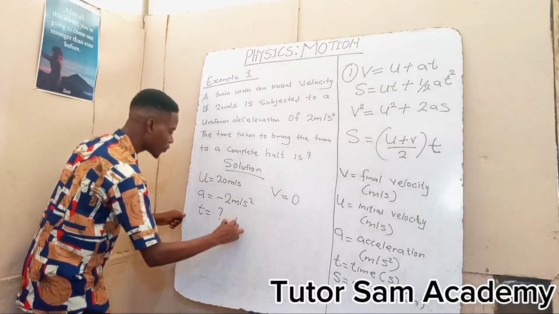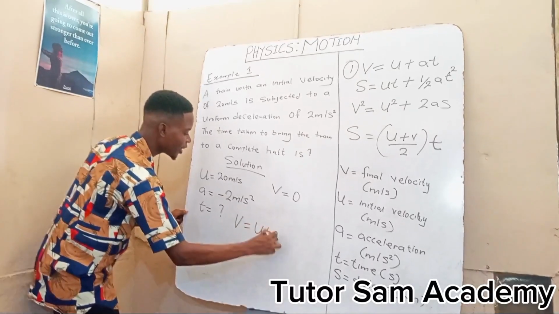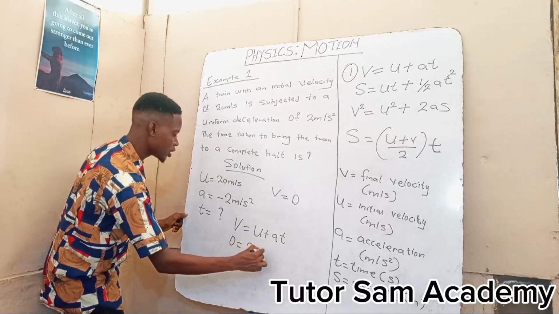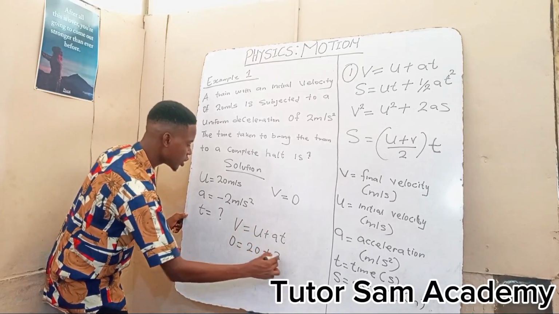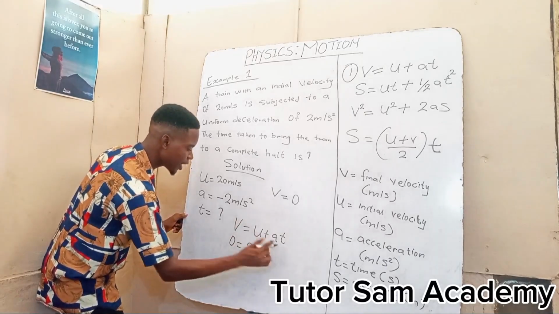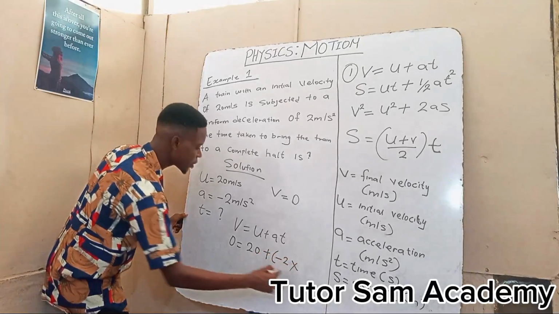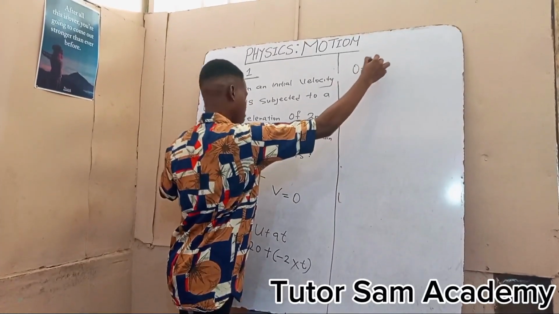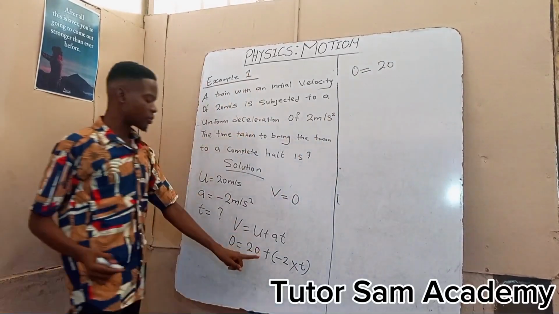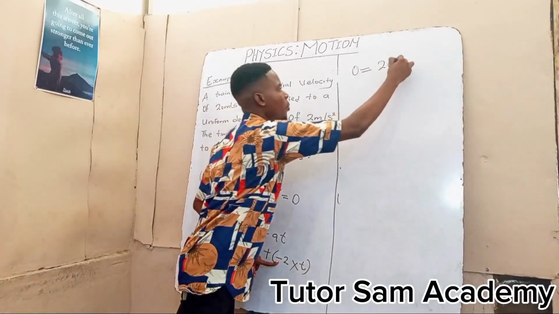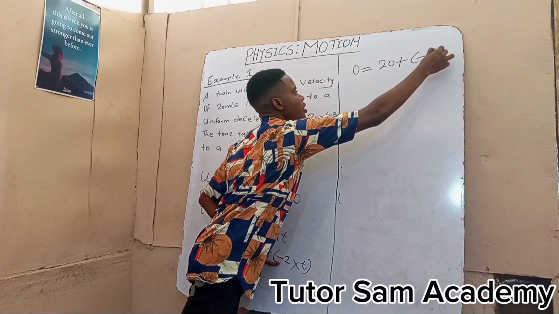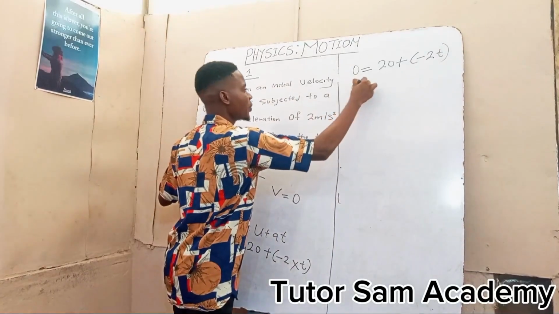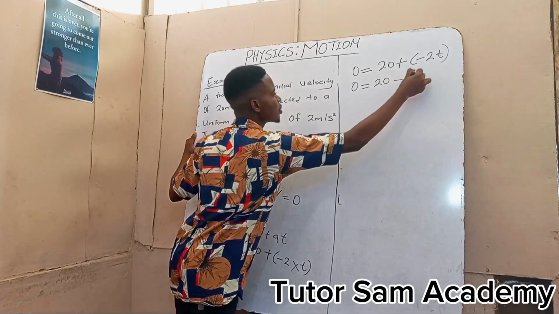So from the first equation of motion, V is equal to U plus AT. Our V is 0, our U is 20, plus A, which is minus 2. It's not just 2, it's minus 2, multiplied by T. So 0 is equal to 20 plus minus 2t, because minus 2 multiplied by t gives us minus 2t. So this is 0 is equal to 20 minus 2t.